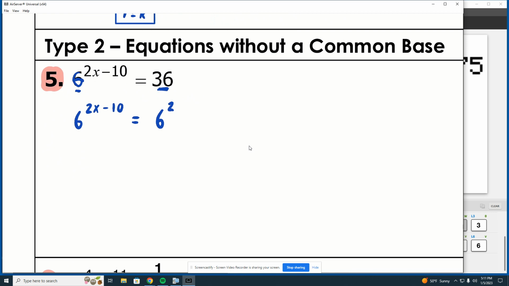So now we've created this. Even though it started out not having the same base, we created that 36 to have the same base. And now we can, once again, drop off our bases and we can solve. 2x minus 10 equals 2. I'm going to add 10. Then I'm going to divide by 2. So x equals 6. Okay? And that's really all there is to it. It's actually not that bad.